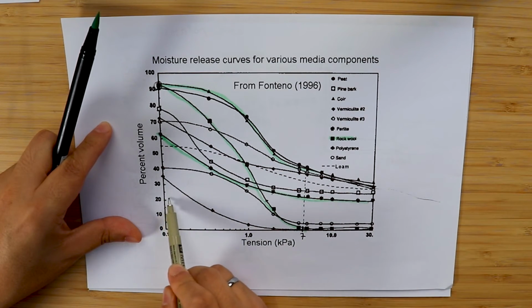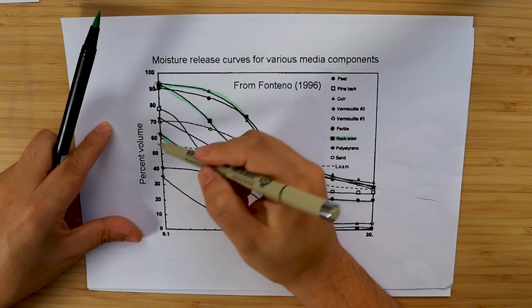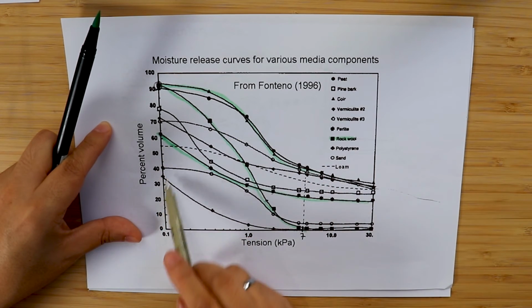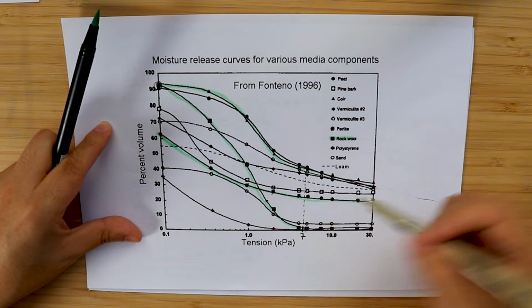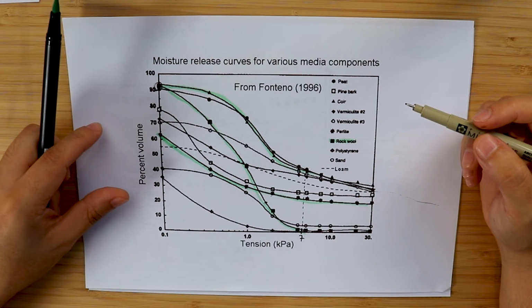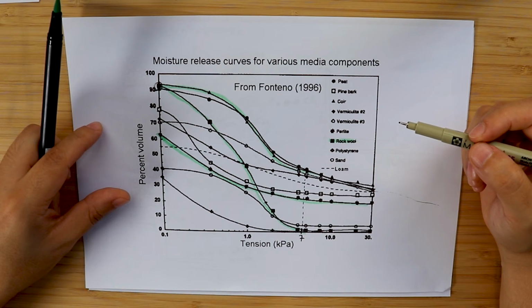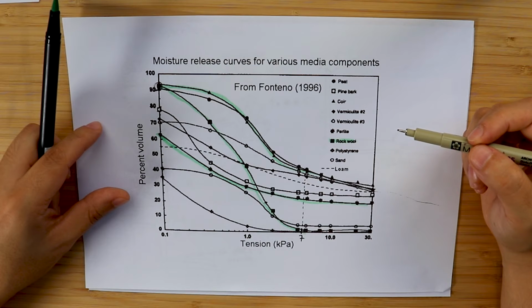So to draw 40%, as you can see here, we go from 60 to 20, and we are at basically equivalent tension to what we would be in coco for something equivalent. So it behaves more closely to the coco than it does to the Rockwool.